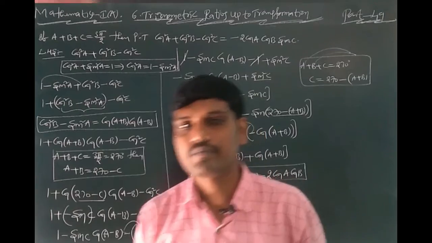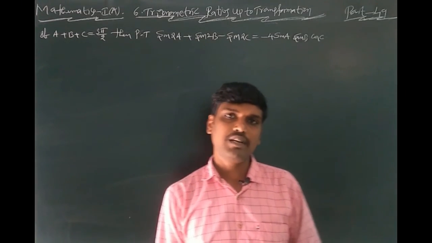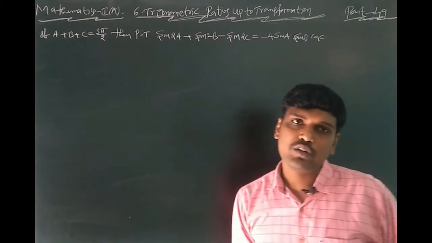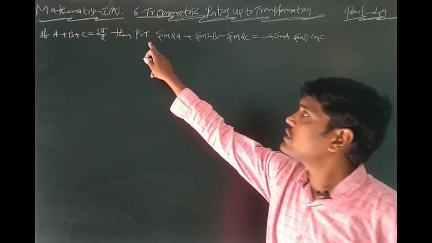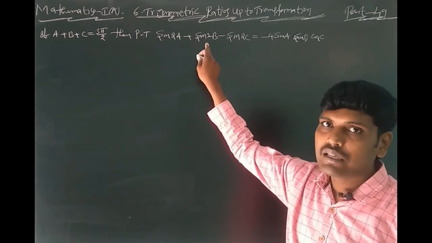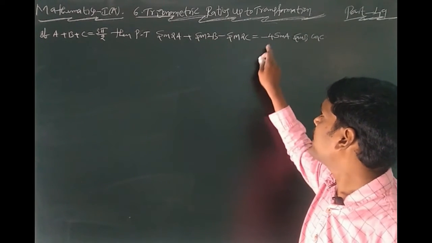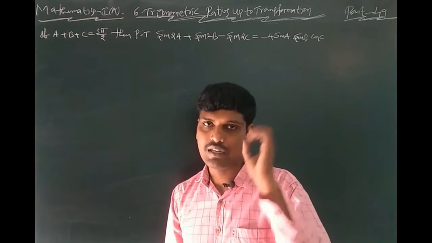Okay students, today's assignment or homework problem is the previous problem model. If a plus b plus c equals 3 pi by 2, which is 270 degrees, then prove that sin 2a plus sin 2b minus sin 2c is equal to minus 4 sin a into sin b into cos c. This one is the problem.